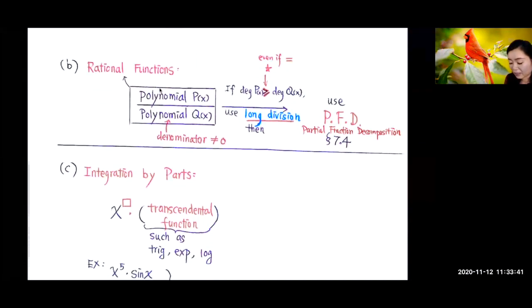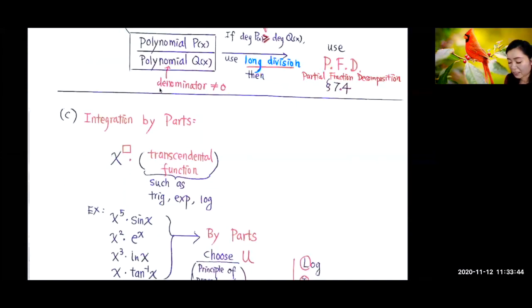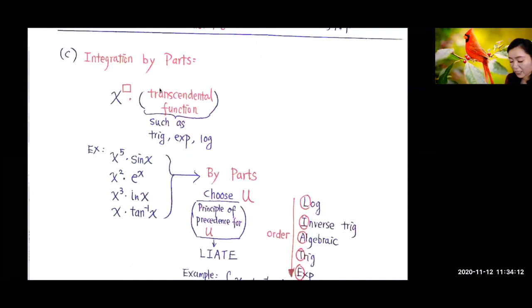Now, what happens when the function over here is in the form of x to some power times a transcendental function? What do you mean by a transcendental function? It's not something that relates to a dentist. It's not related to the dental office. A transcendental function over here is, for example, trig, exponential, or log functions. Those are called transcendental functions. Now, for example, here, x to some power times a trig function, exponential function, log function, or inverse trig function.